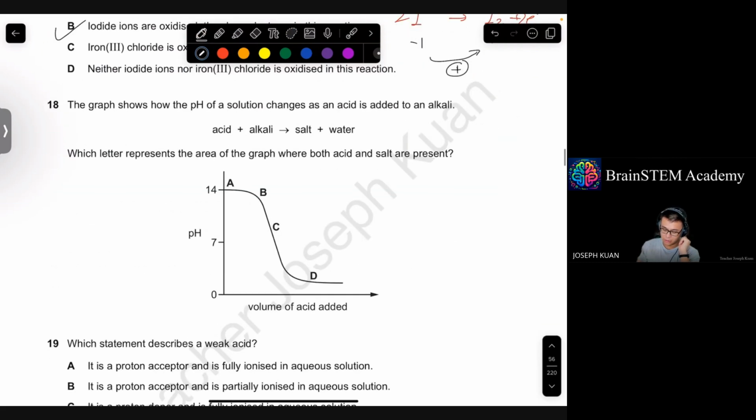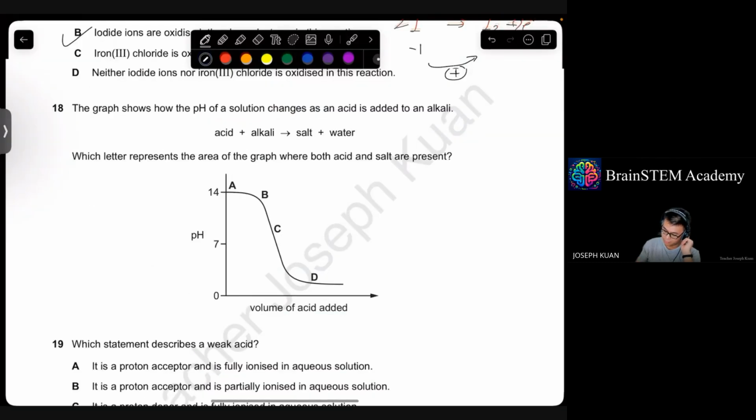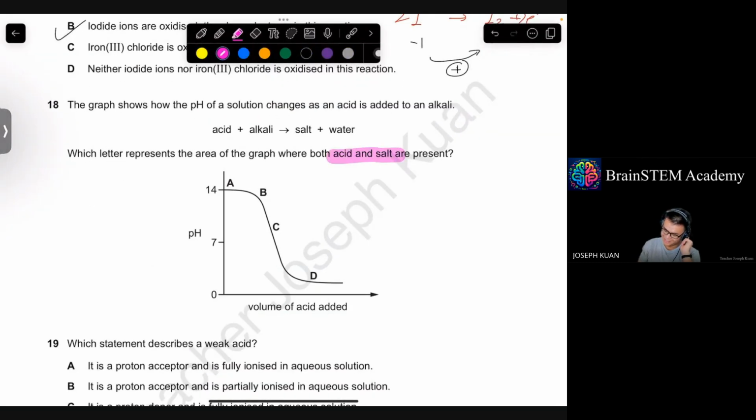Moving on to question 18. The graph shows how the pH of a solution changes as an acid is added to an alkali. Which letter represents the area of the graph where both acid and salt are present? A mixture of acid and salt will lead to an acidic mixture. So it will be D, pretty straightforward, a low pH.